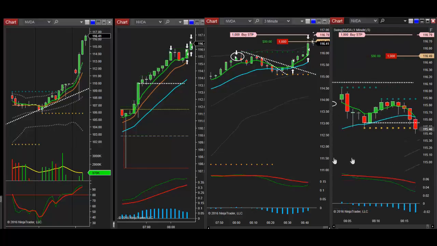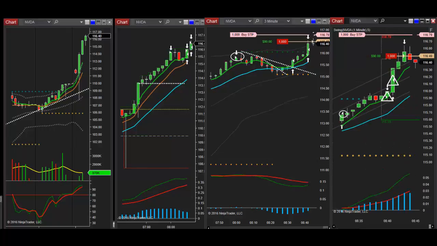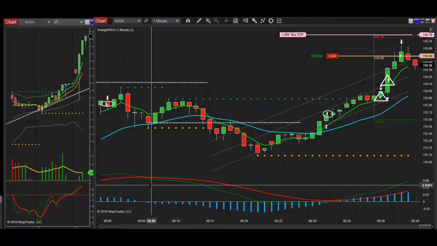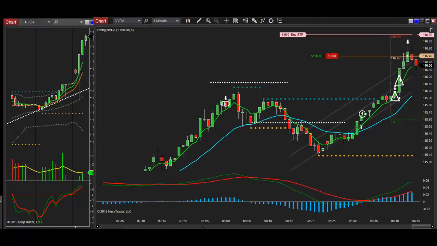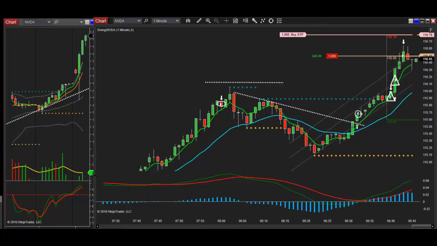I try to keep a pretty clean chart. What I have on here, at least on the 1-minute, is just price, the 5 and the 20 EMA, and then a couple of swing highs and swing low markers, and then the MACD. I have the MACD set outside of traditional parameters because I like it to lag a little bit more.